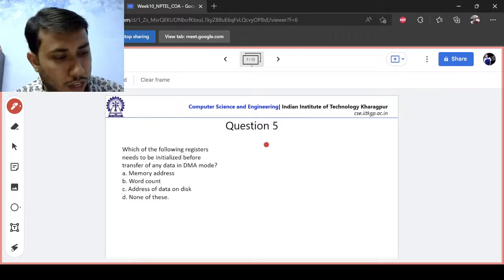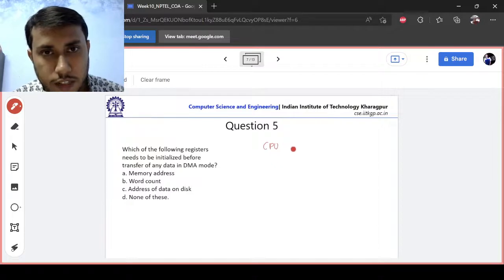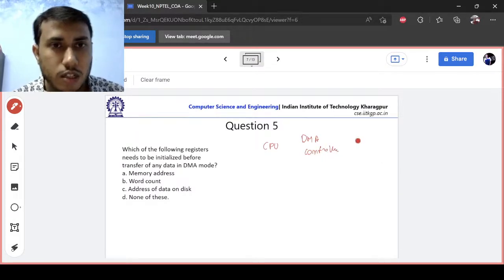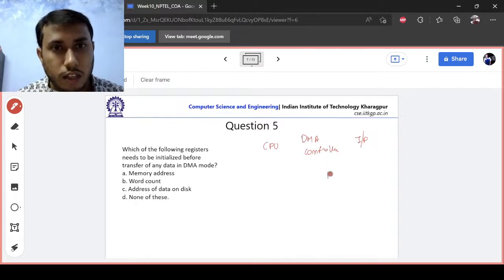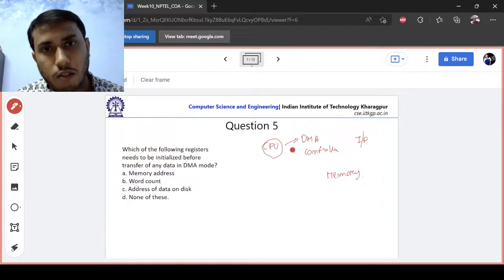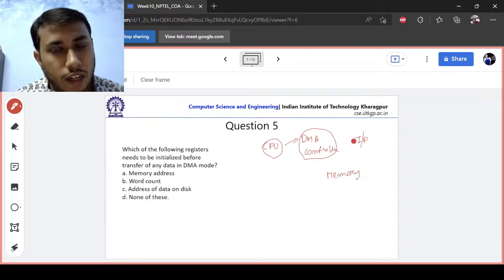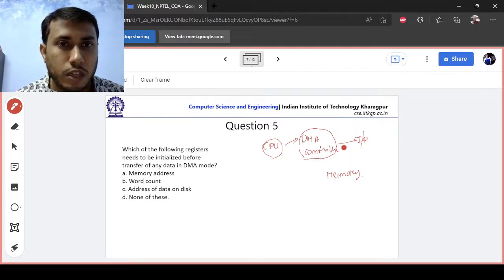I explained it again in question number 3, I guess. So there is the CPU, there is the DMA controller, there is IO, and there is memory. The CPU gives the control for data transfer to the DMA controller. The DMA controller allows the data transfer between the input output device and memory.